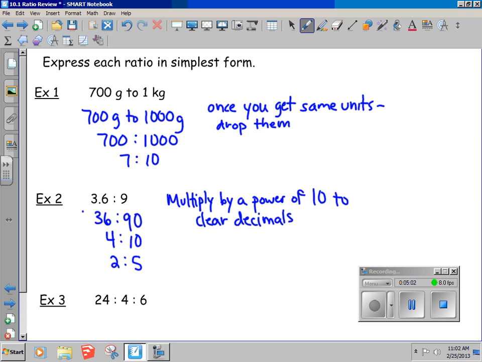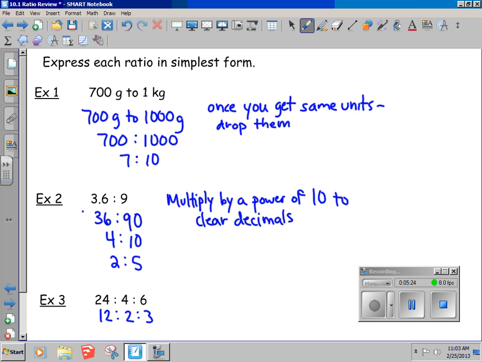Example 3 illustrates the point that you can have a comparison of more than two quantities. Here we have three quantities in a ratio of 24 to 4 to 6. Is there a common factor among all three of those numbers or quantities? And there is. There's a common factor of 2 in all three. So I'm going to divide a 2 out, and I'm left with 12 to 2 to 3.